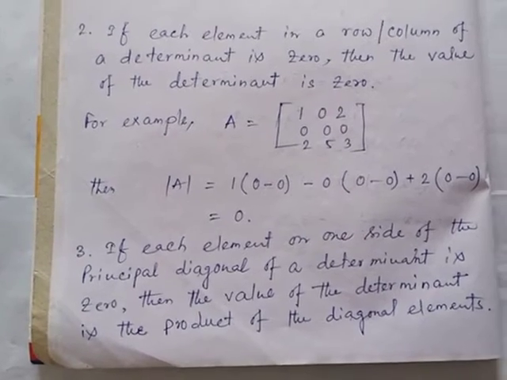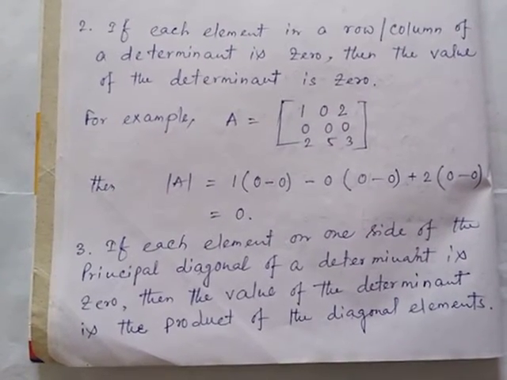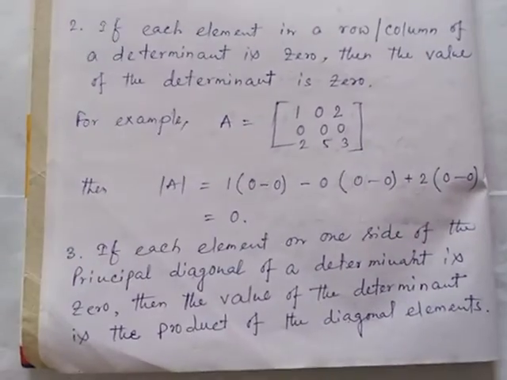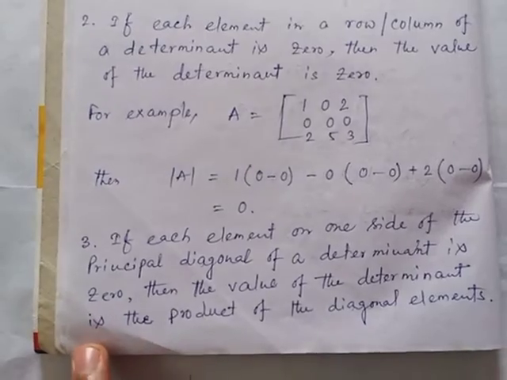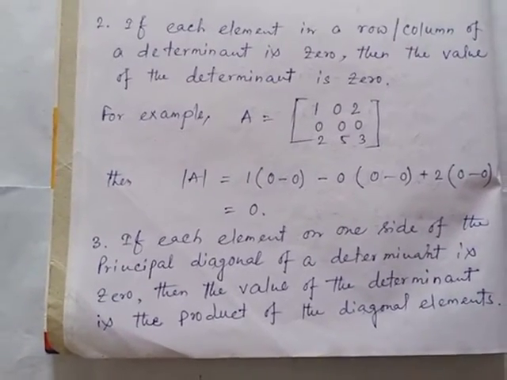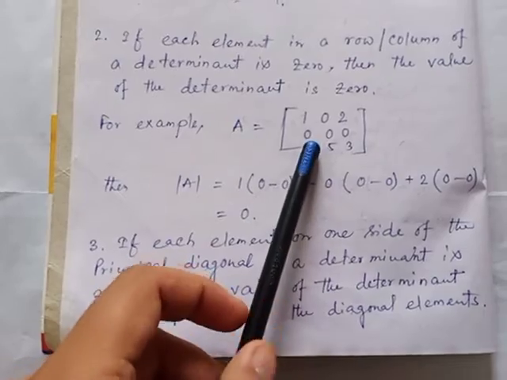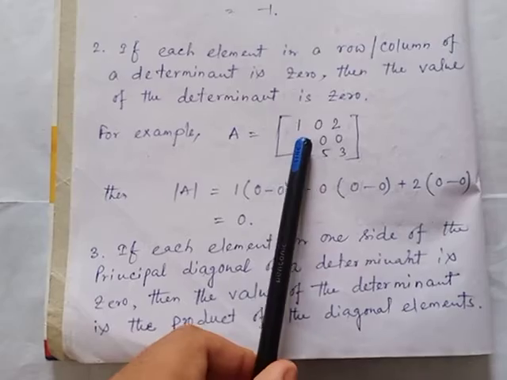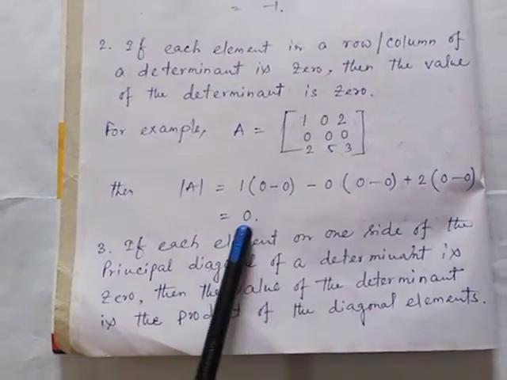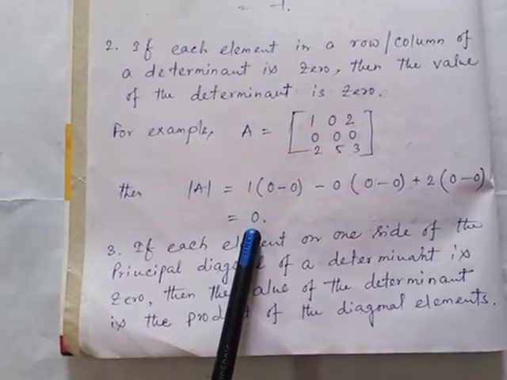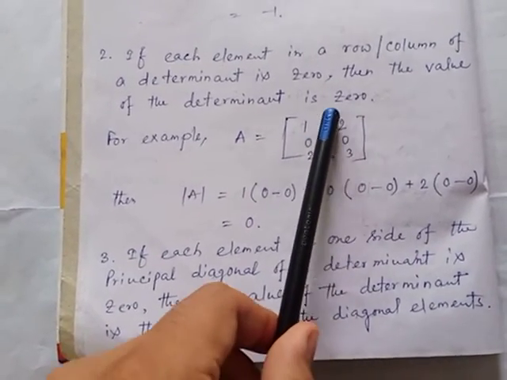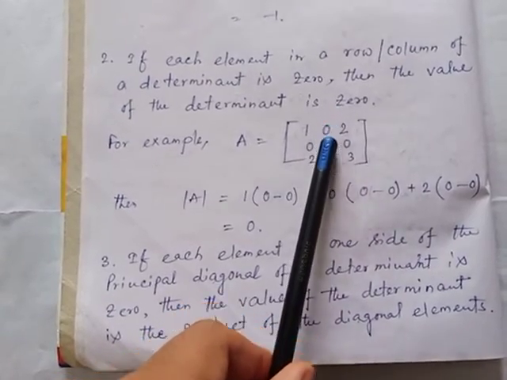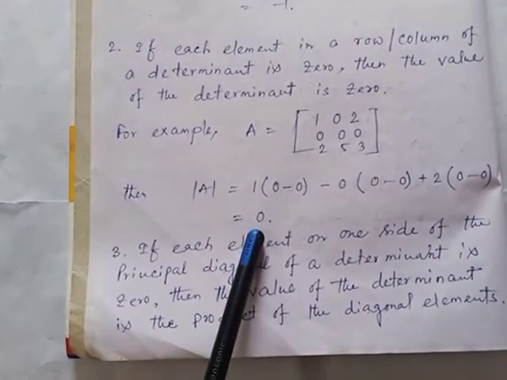Now in number 2, if each element in a row or column of a determinant is 0, then the value of the determinant is 0. That means if a row is 0 here, 0 0 0, then the determinant value is 0. So if any row or any column is 0, then the value of the determinant is 0.